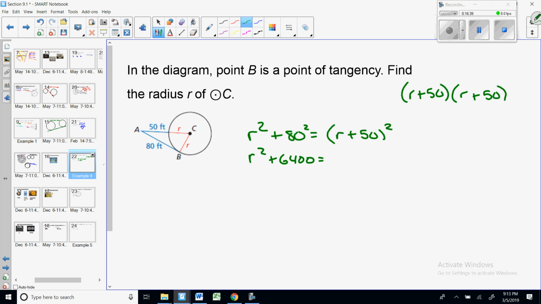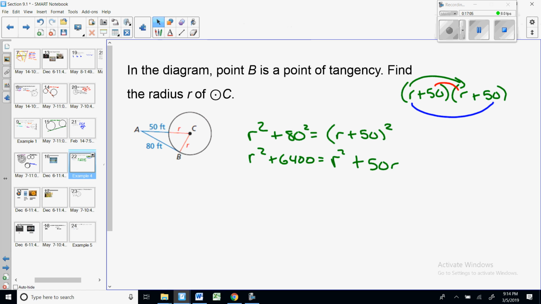Now the FOIL method truly is a distributive property. So if I take r times r, because those are my first two terms, that is going to give me r squared. Now, the rest of the FOIL method incorporates multiplying my two outside terms together. Well, that's r times 50, so that's 50r. Then we have to multiply my two inside terms together, and you can see that highlighted there in red. Well, that's 50r as well. And then finally, we have to multiply our last terms together. Okay, so that's 50 and 50. If we multiply that together, that gives us 2,500.